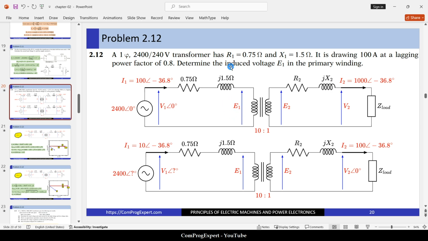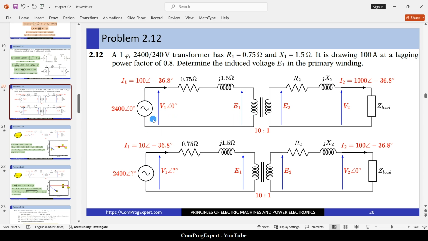But in this problem, we don't know that this current is for the primary winding or for the secondary. Because of this, we can propose two cases. In case 1, we assume that this current is for the primary winding, and in the second case we assume that this current is for the secondary. So we can solve these two cases. Okay, so here we can see case 1.